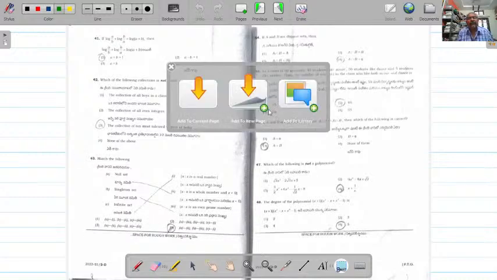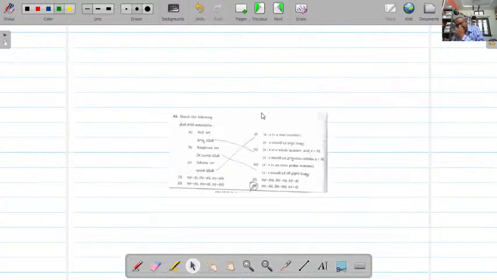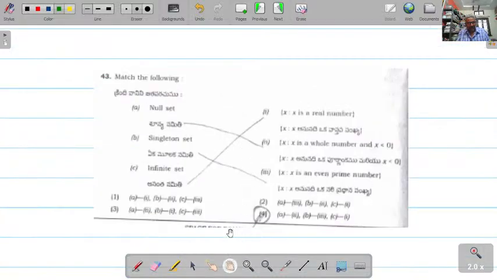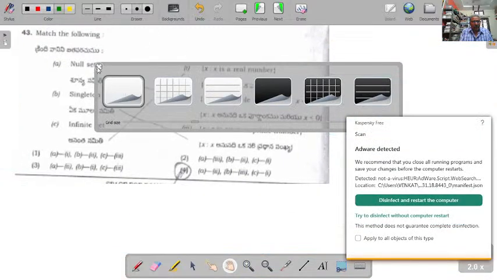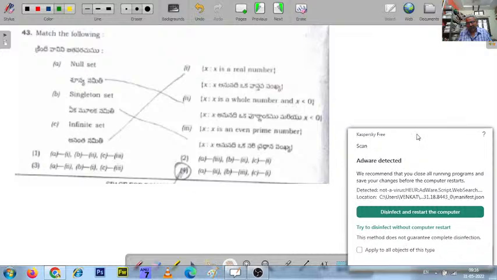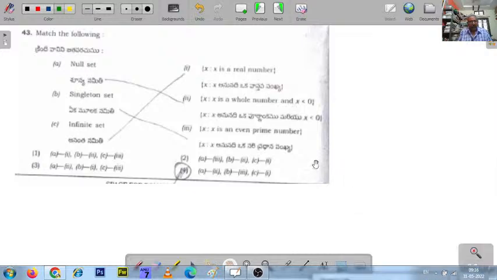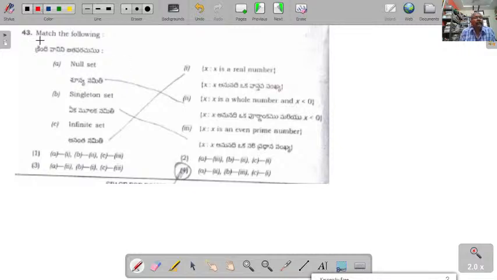Matching type problems, generally we can find this type of questions in the JEE Mains examination. Match the following. So let us read the question now. Match the following: null set, singleton set, infinite set.